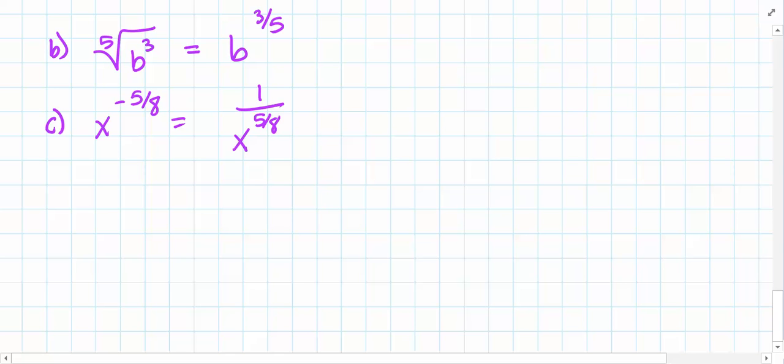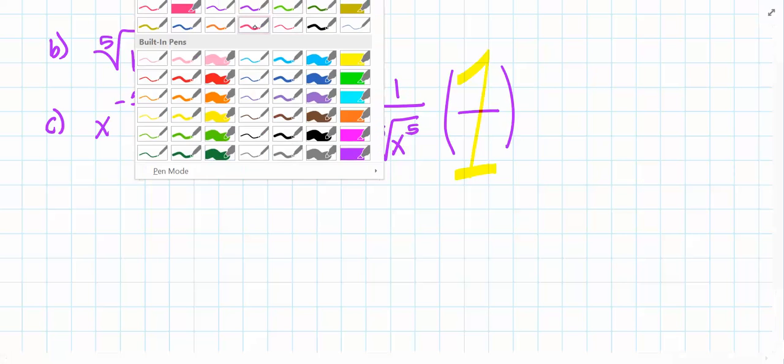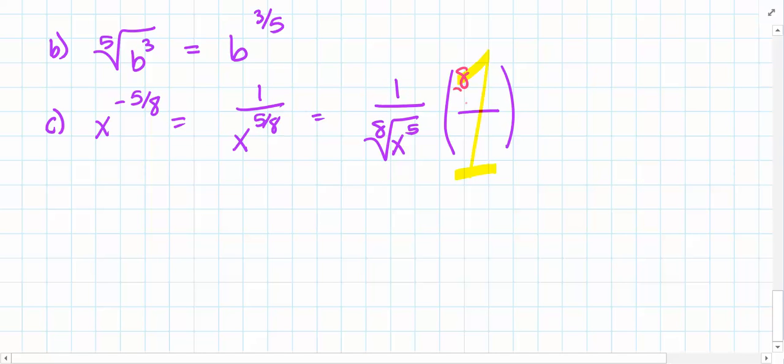1 over, this could be the 8th root of x to the what? X to the 5th. Okay, so far so good? Good. Now what can we rationalize by? We're going to multiply by what number here? Remember, we're looking for a fancy 1, and I'll go in pink here. What's it going to be? The 8th root of what? The 8th root of x to the 3rd. Very good.